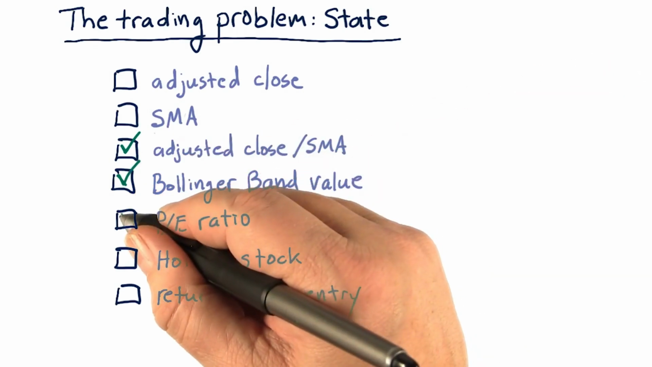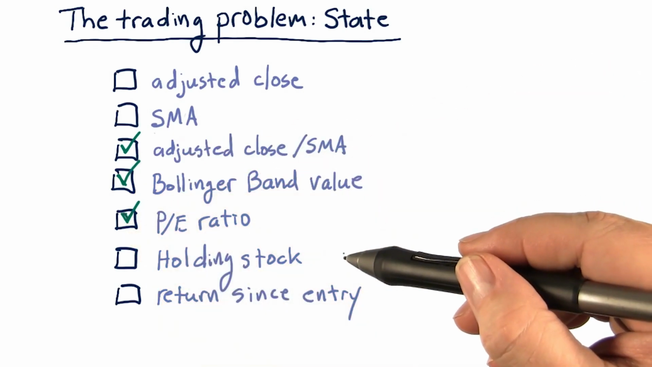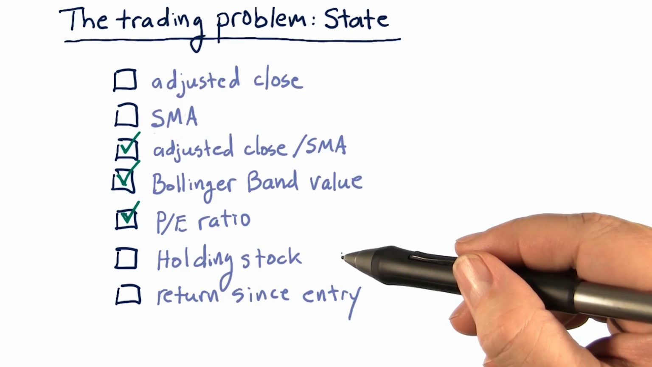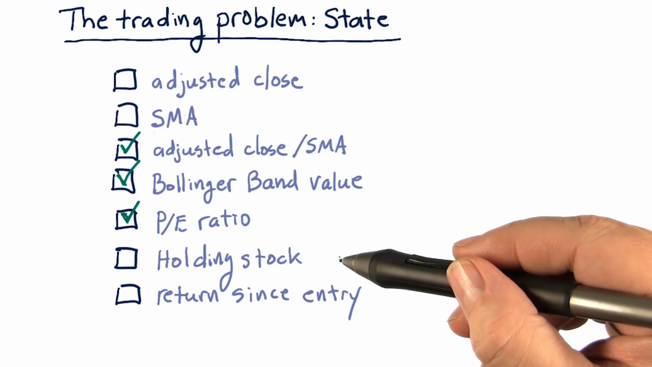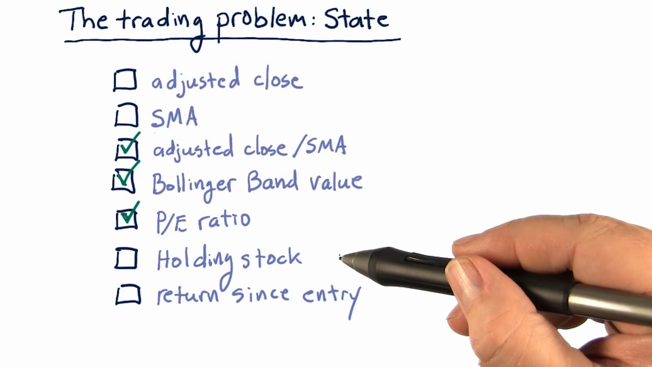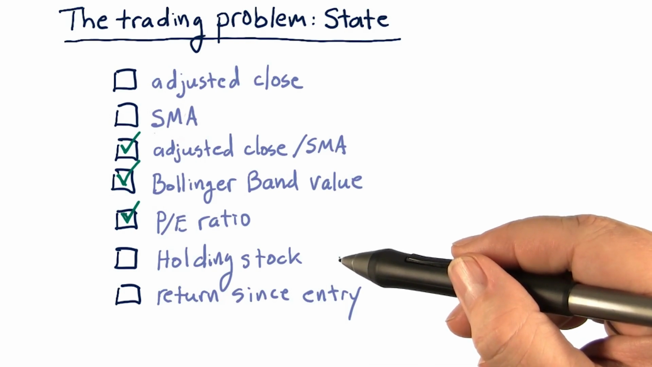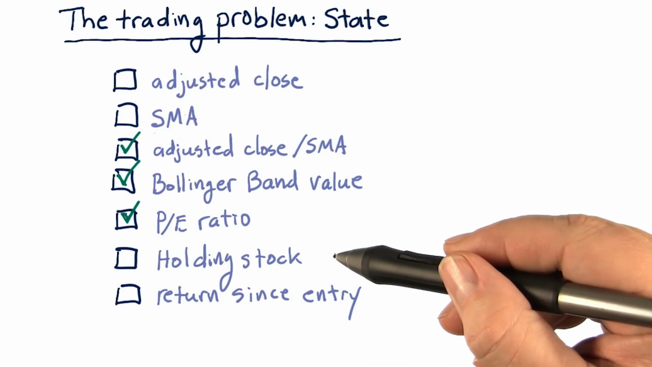PE ratio is good. And a new kind of feature that we're considering here with reinforcement learning is whether we're holding the stock or not. That's an important state to know. In other words, if you're holding the stock, it may be advantageous to get rid of it. But if you're not holding it, you might not necessarily want to sell. So this additional feature about what your situation is useful.